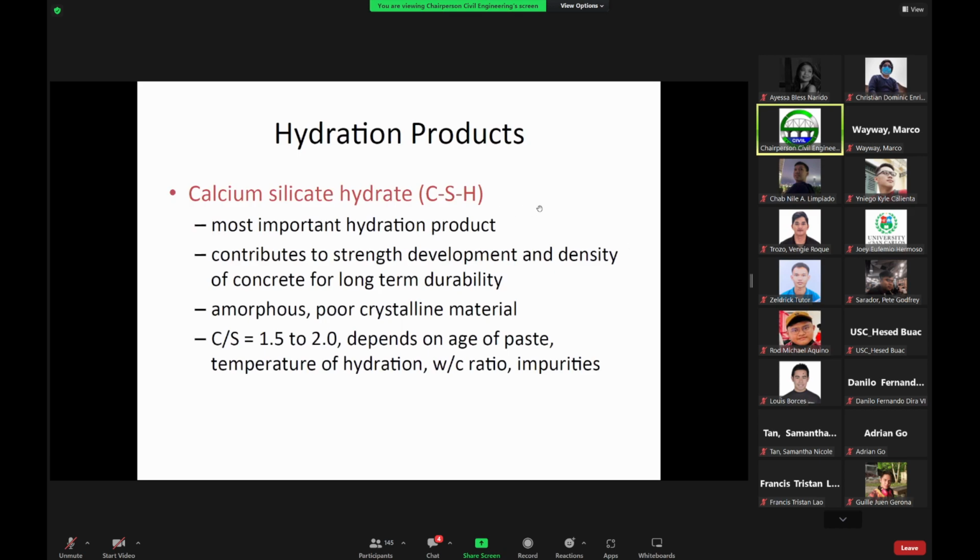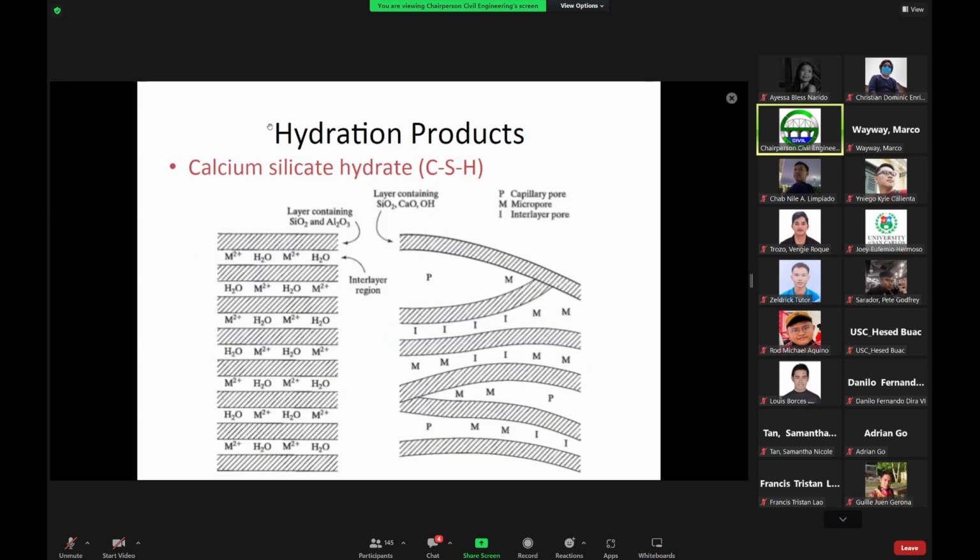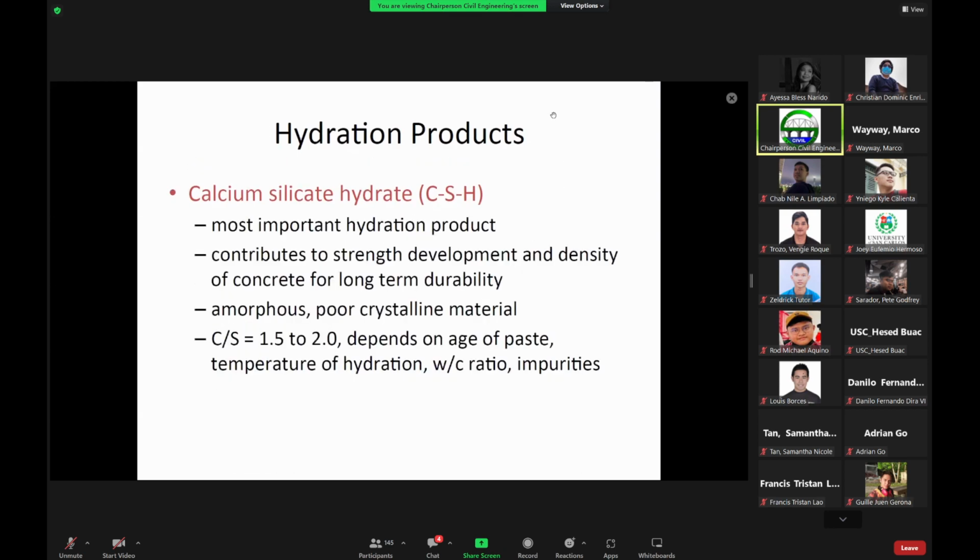This CSH forms around your C3S grain and also the C2S grain. So you've got your C3S and you've got your C2S. These two grains are dispersed in water, and once the hydration process occurs, your CSH forms around it.